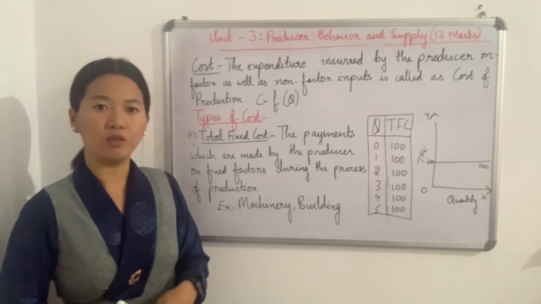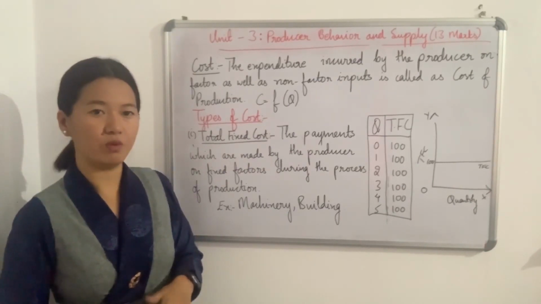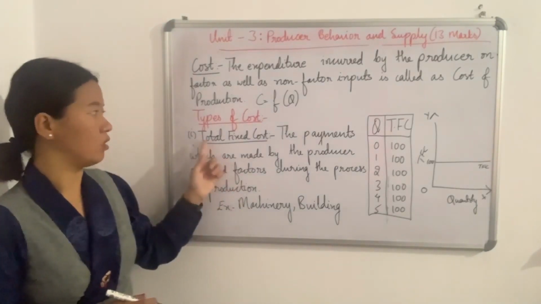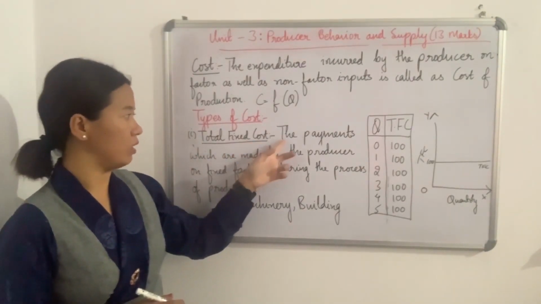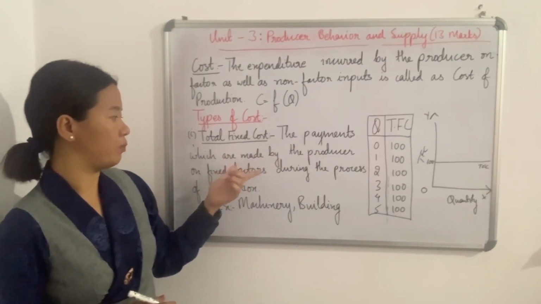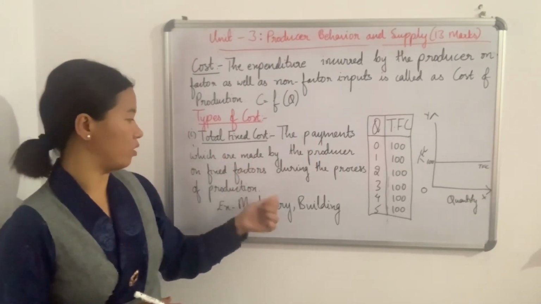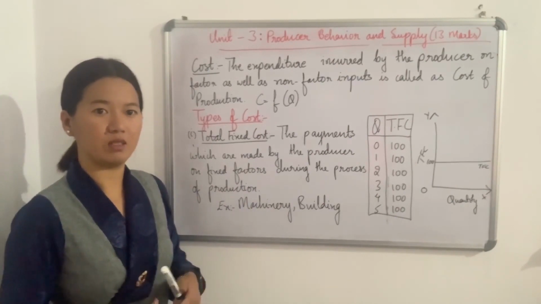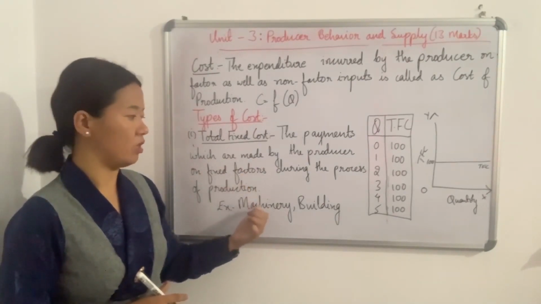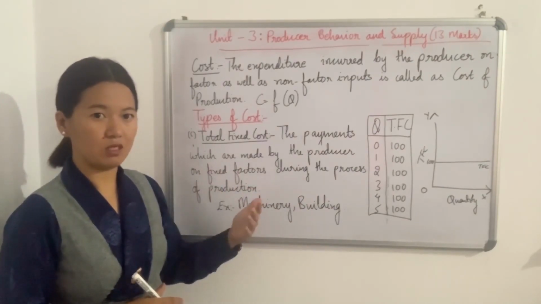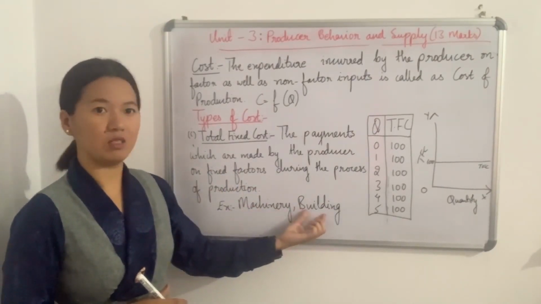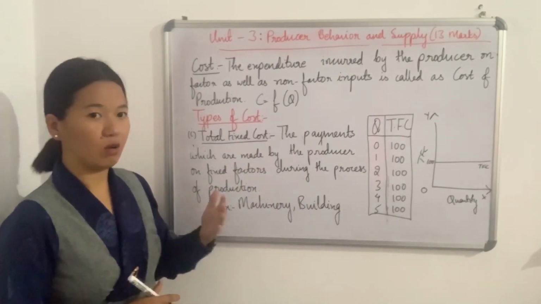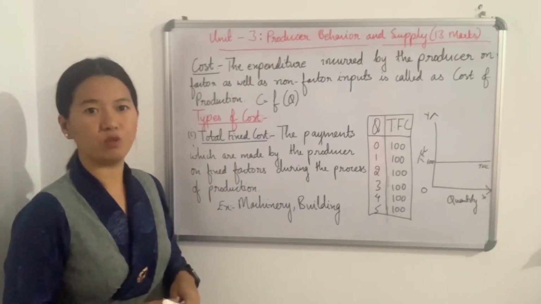There are 7 types of cost, and first we will go through the 3 most important types of cost. The first one is the total fixed cost. The total fixed cost refers to the payments which are made by the producer on fixed factors during the process of production. In the previous session we learned the various fixed and variable factors. The fixed factors are such as machinery, building. So the cost or the expenditure incurred on these factors, that is on fixed factors, is called fixed cost.